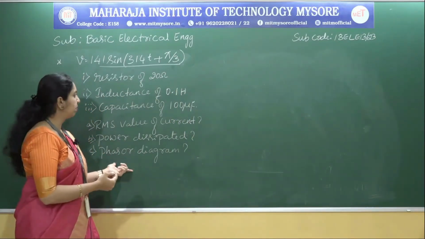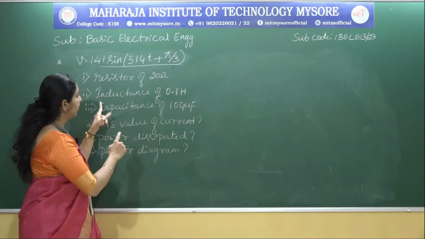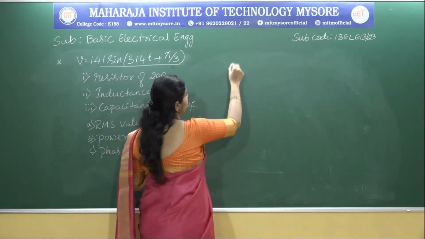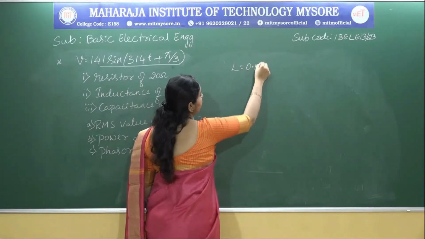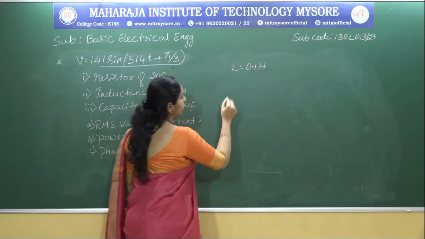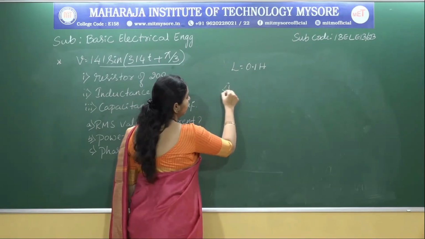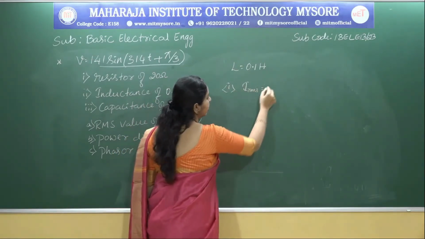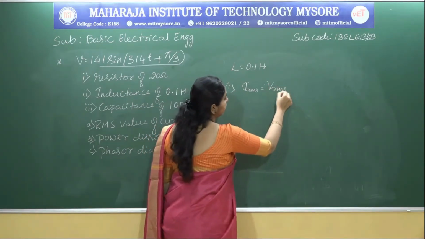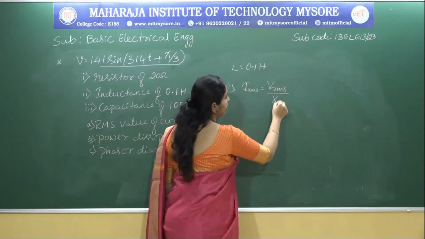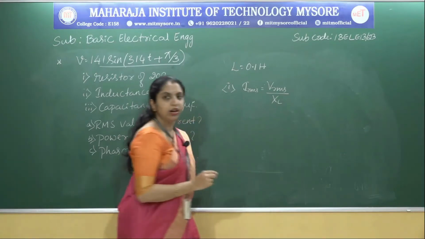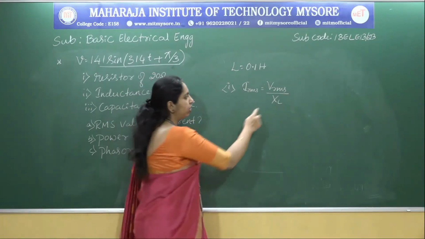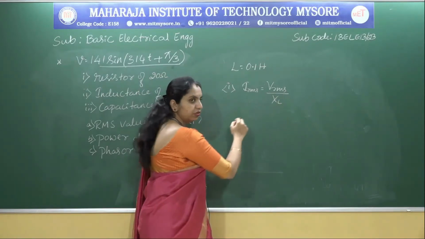Now the second part, a pure inductance of 0.1 Henry. L is given as 0.1 Henry. What do we need to calculate? The first value is IRMS. IRMS is equal to VRMS divided by XL. Remember, it is not L; we need to have it in terms of XL.